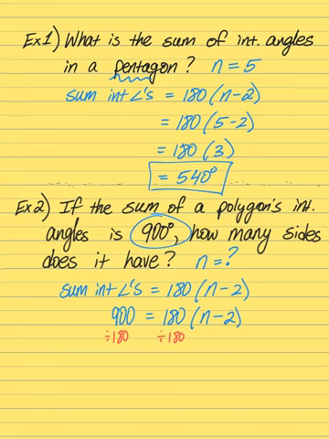So 180 divided by 180 is 1, so it basically goes away, and we're left with n minus 2 on the right side of the equation. On the left side, using a calculator, 900 divided by 180 is 5. And again, my last step here is to get the n by itself. I have to move that 2. And right now I have n minus 2, so to get rid of it, I'm going to add 2 to both sides. And this tells me that my final answer is a polygon with 7 sides.